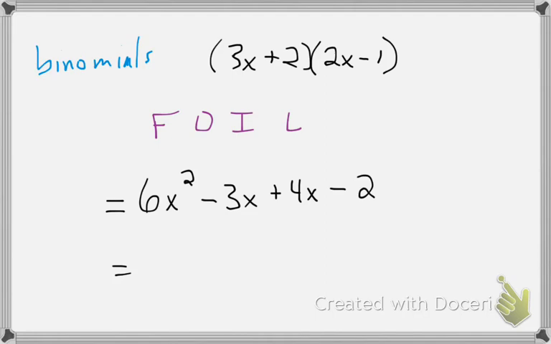Notice that negative 3x and 4x are like terms, so they combine. We have 6x squared, because there was no other term like that one, and then we have plus x, and then we have minus 2. Is that okay? All right. So when you have two binomials, FOIL is a mnemonic for a quick way to distribute them out.